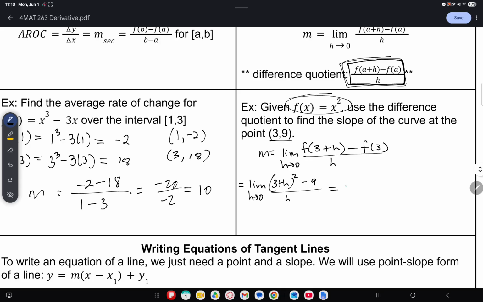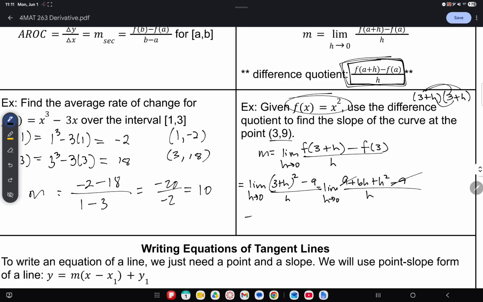Let's go ahead and square out that 3 plus h. I'll write it over here. 3 plus h times 3 plus h. We'll get 9. And then 3h plus 3h, so 6h. And then plus h squared, bringing over that minus 9 we have, all over h. And I'm forgetting my limits here. The limit as h goes to 0. If I do a direct substitution, I'm going to get a denominator of 0, and I don't want that. So let's do some simplifying.